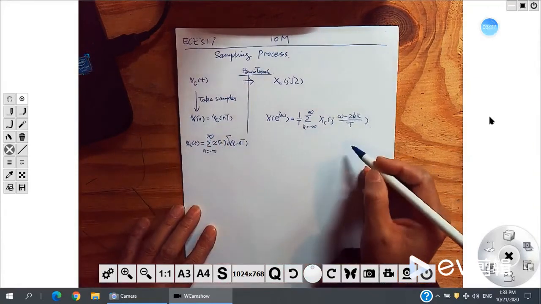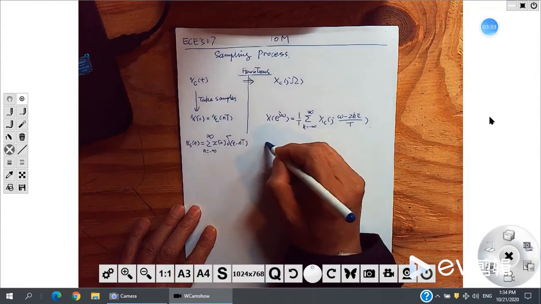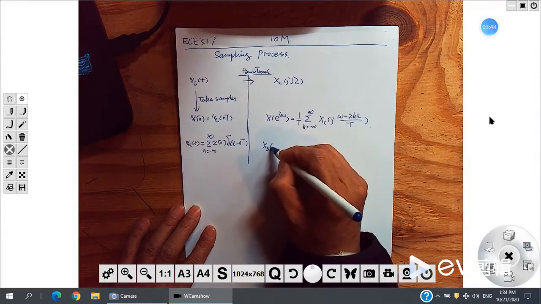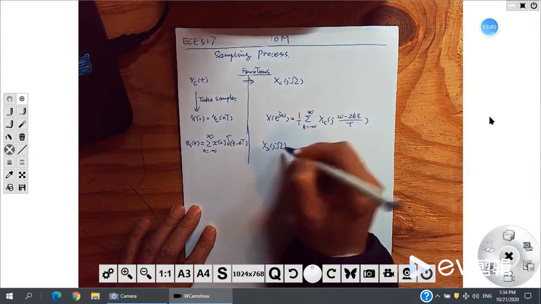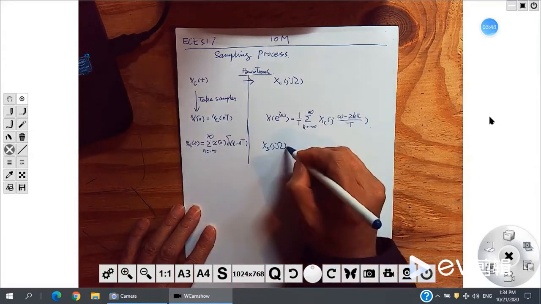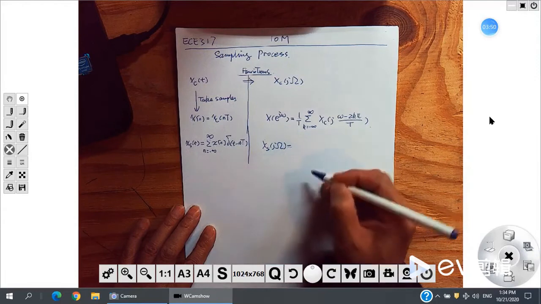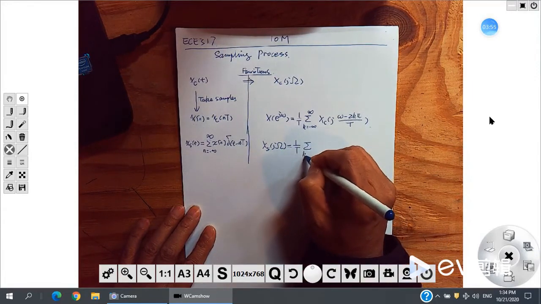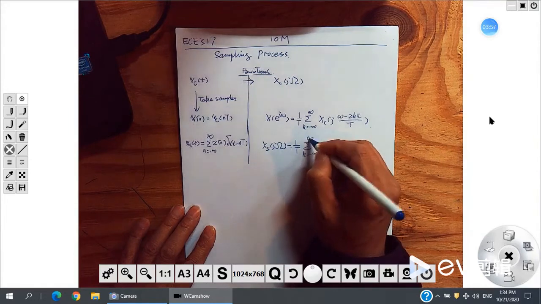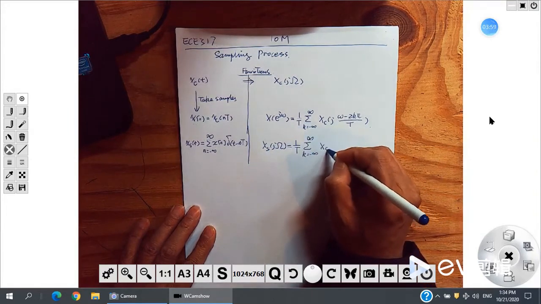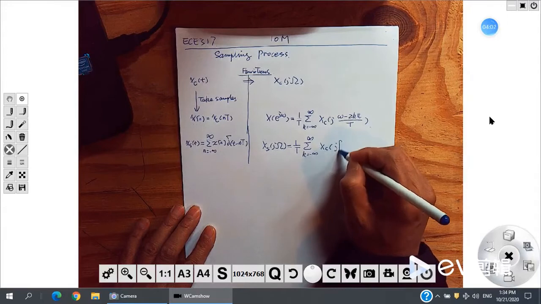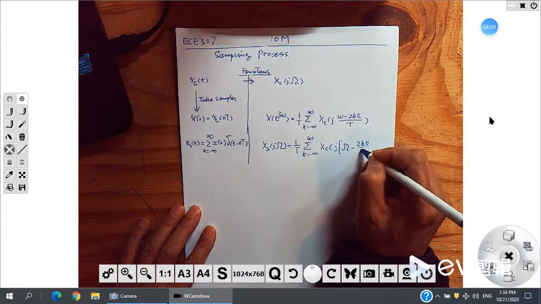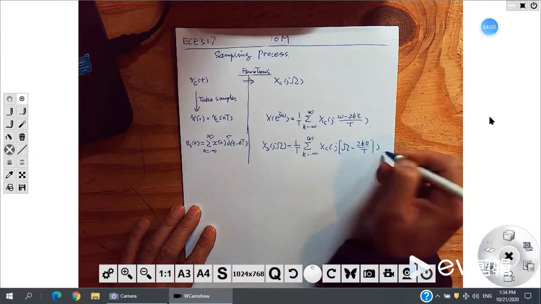Okay, and for this one we also have the Fourier transform. That is capital XS of j capital omega. This is a continuous time signal. I use capital omega for the frequency of the Fourier transform. It will be 1/T times the summation of k running from negative to positive infinity. Here is XC, and inside is j times (omega minus 2k pi) over T. Now we have this.